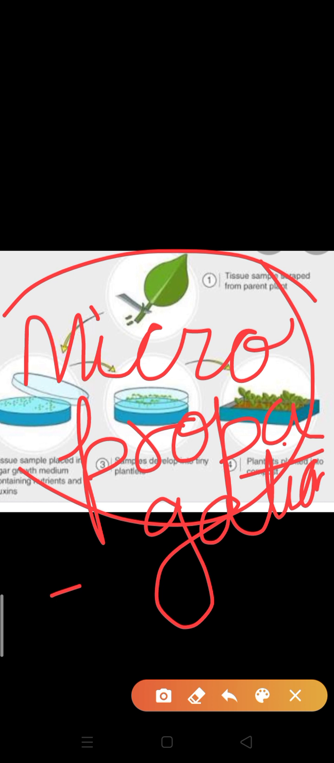So what are the advantages of tissue culture? The main advantage of tissue culture is that it is a very fast method. Clear? Thousands of plantlets can be produced from a small piece of plant tissue. Here you can see that from one plant piece we are able to grow that many plants. So just think, if we use it in a commercial way, how many plants we can produce from a simple small piece of plant.